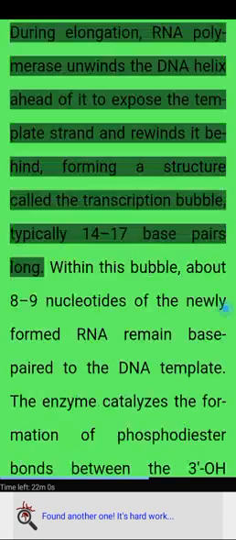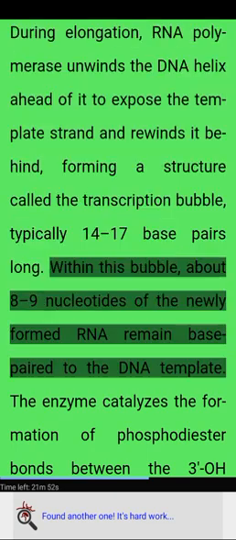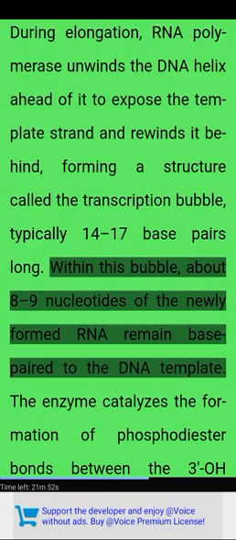2. Mechanism of elongation. During elongation, RNA polymerase unwinds the DNA helix ahead of it to expose the template strand and rewinds it behind, forming a structure called the transcription bubble, typically 14 to 17 base pairs long. Within this bubble, about 8 to 9 nucleotides of the newly formed RNA remain base paired to the DNA template.